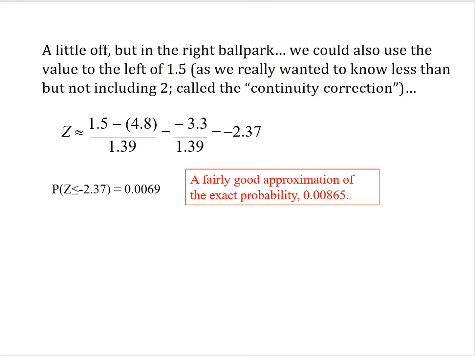A little off, but in the right ballpark. We could also use the value to the left of 1.5. Z is equal to (1.5 minus 4.8) divided by 1.39, which is equal to minus 2.37. P of Z less than or equal to minus 2.37 is 0.0069, a fairly good approximation of the exact probability, 0.00865.